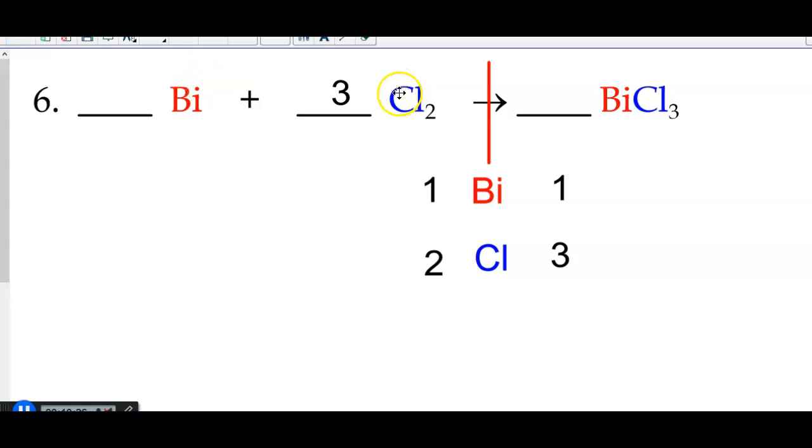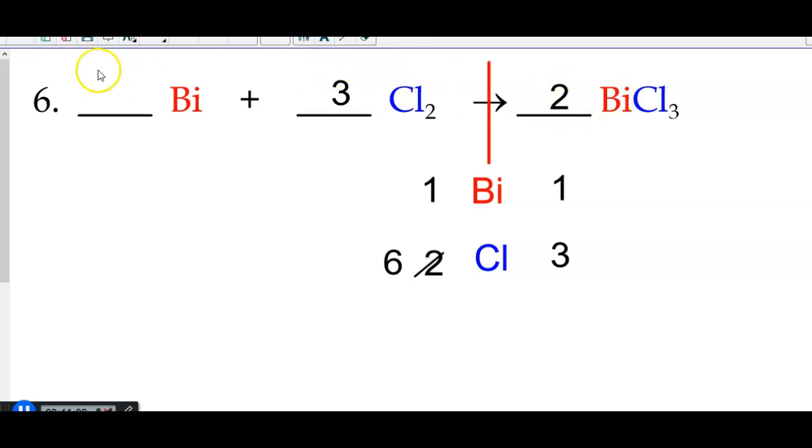So I'm going to put a 3, oops, let me go back to explain that a little bit better. So I see Bi and Bi are 1 to 1, and we have 2 and 3 chlorines. So the smallest number 2 and 3 have in common, I get them both to a 6. So what do I multiply by on this side to get it to 6? A 3. And when I do that, it becomes a 6. And then now I have 6 and 3, so what do I got to put in front of where chlorine is on this side? I got to put a 2 in front to get it to 6.